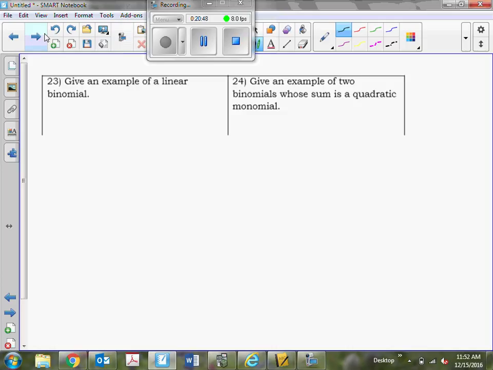Let's look at a couple more. Number 23 says, give an example of a linear binomial. Linear meaning that it has to have a degree or an exponent of 1.